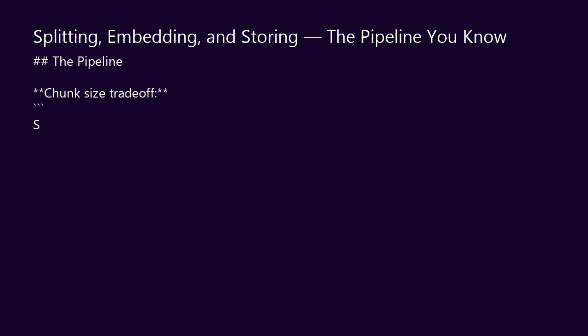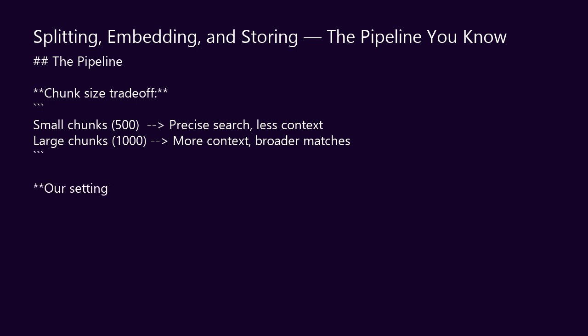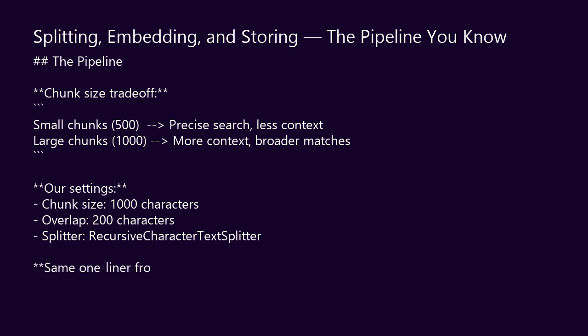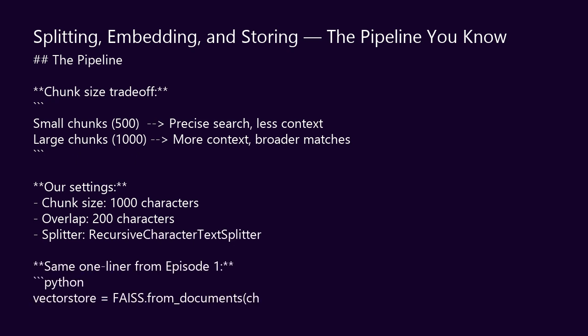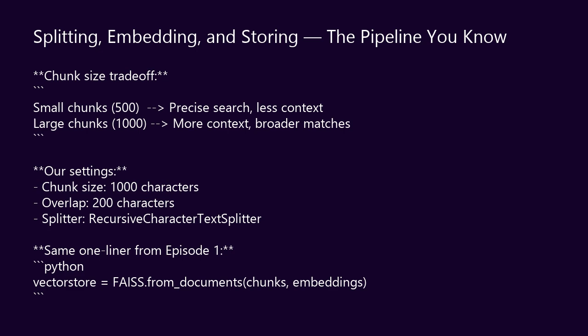Now, we run the same pipeline from episode 1. Split into chunks, embed them, store in FAISS. But this time, I'm using a slightly larger chunk size, 1000 characters instead of 500. Why? Because our documents are longer and more detailed. Larger chunks preserve more context per piece, which helps the language model give more complete answers.